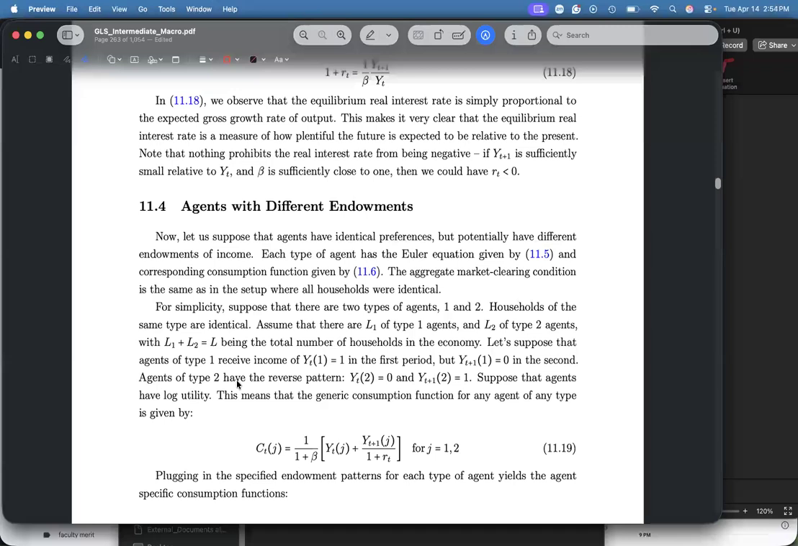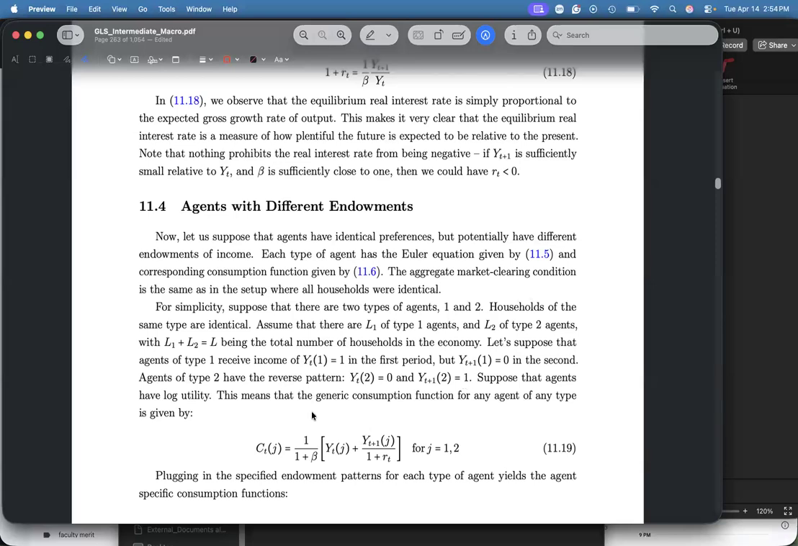Now, what's the real difference between these two agents? Si agent of type 1, meron siyang pera in period 1. Meron siyang endowment. Endowment to, right? But in period 2, that person has no endowment. Agents of type 2 are different. Here's your Y2, 0, and your yt of agent 2 is 0, and yt plus 1 of agent 2 is 1.